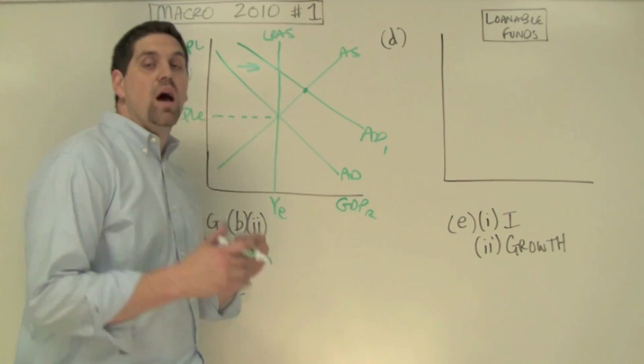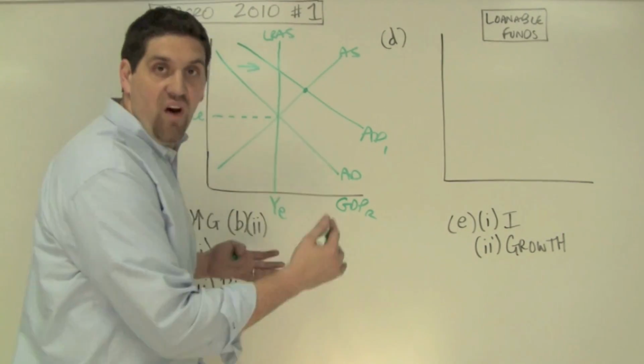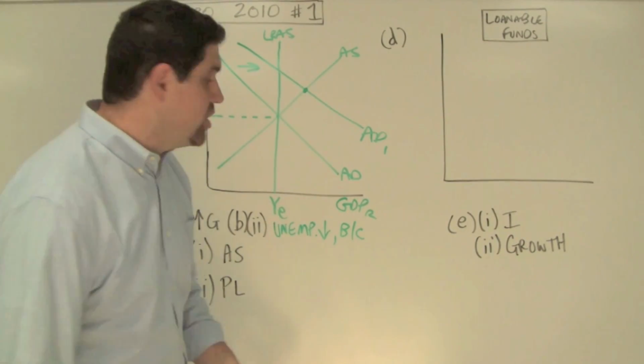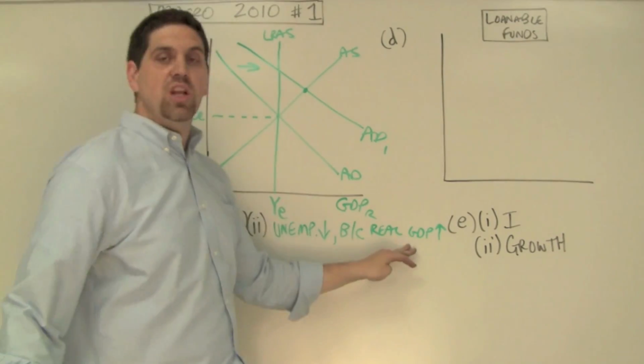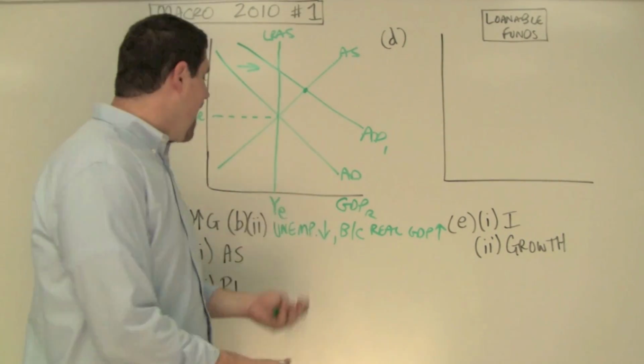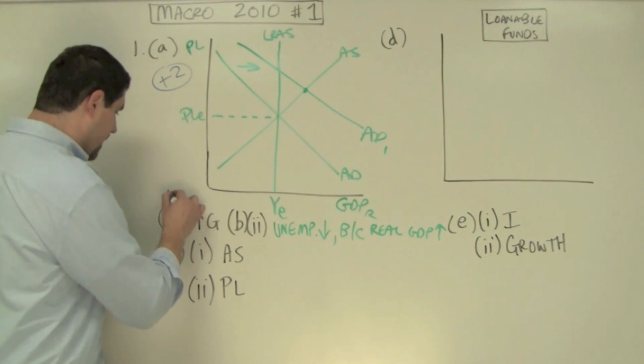B2 asks what happens to the unemployment rate because of that increase in government spending. Well, unemployment rate will fall. Now, it's an explain question, so you have to explain why. And the reason is because GDP increased. When real GDP goes up, that means we're producing more stuff, and that means unemployment is going to go lower. Both parts of B are 1 point each, so there's another 2 points right there.